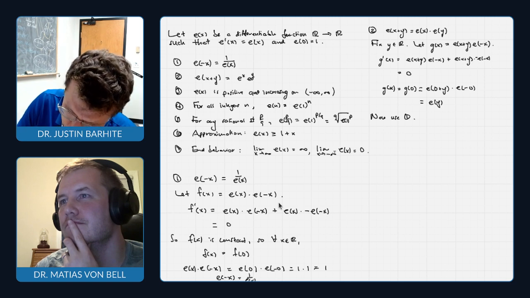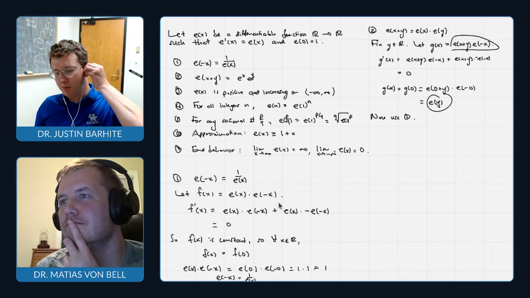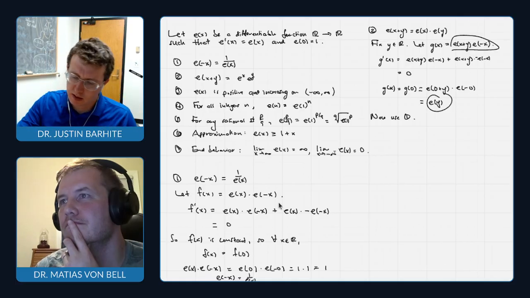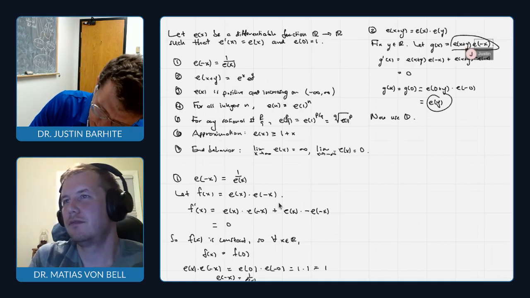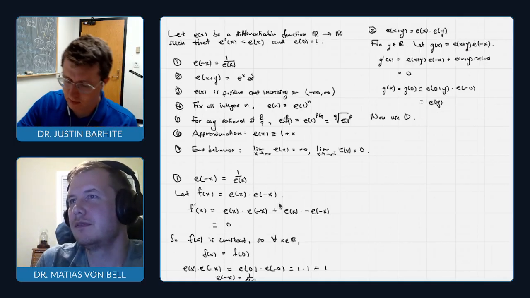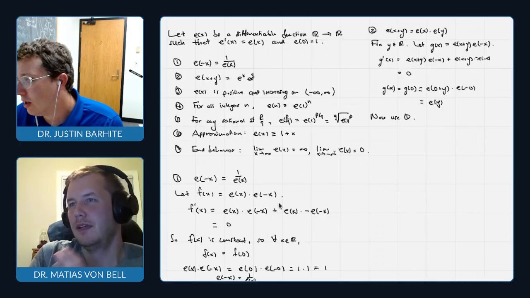So I've proven that this equals this. Now multiply both sides by e of x. And over here, that'll cancel out the e of minus x. Right. All right. You with me so far?